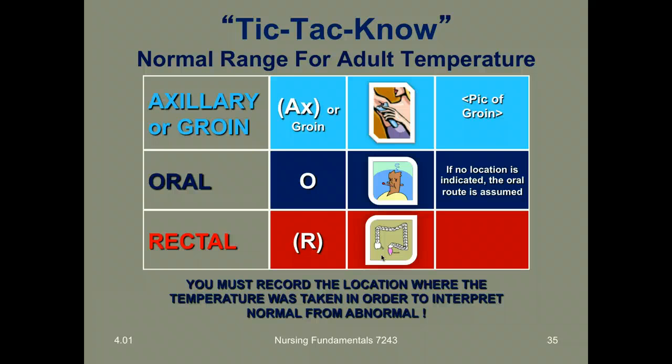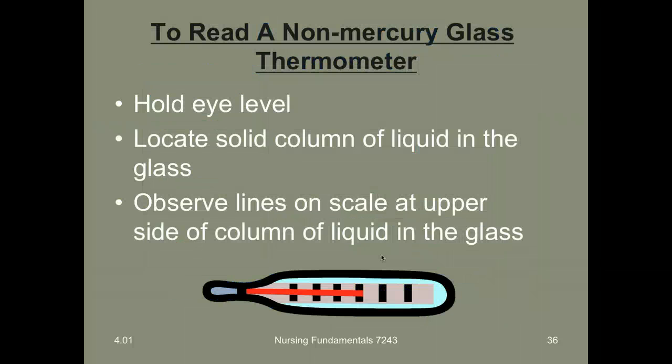So when you write a temperature, if you do it in the axillary, you need to write A or X. You don't need to put anything for oral, because if you put no location, it is assumed that it's oral, and R for rectal. How do you read that thermometer?